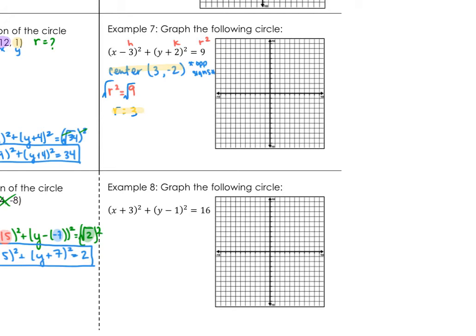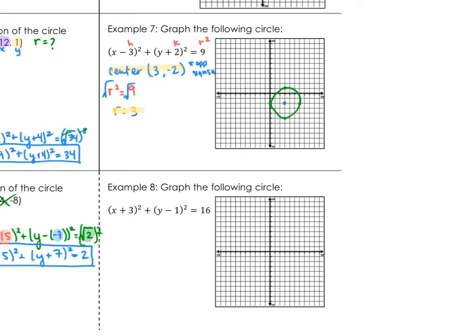Okay, so starting with my center's 3, -2, which is right here. And then to graph my radius, I'm basically just going to go 3 to the right, 3 up, 3 to the left, and 3 down to kind of give me an outline. And I'm just going to connect these into kind of, as best as I can, into a circle. So there's the graph of my circle.